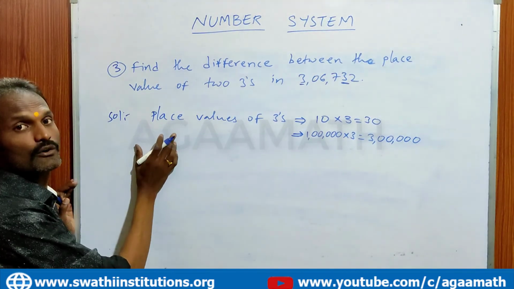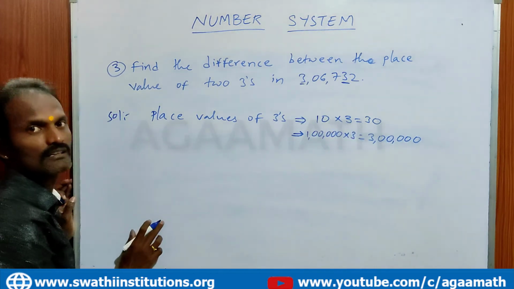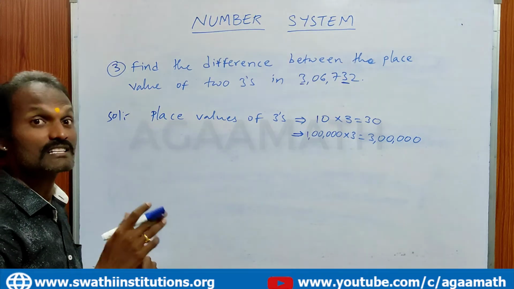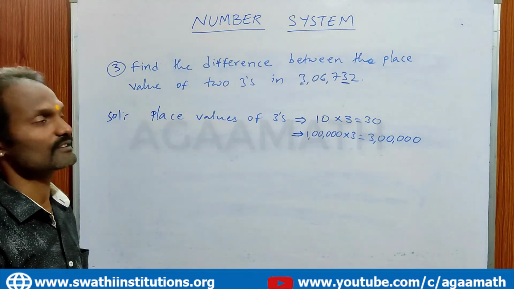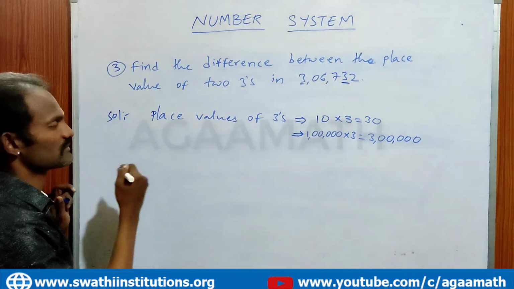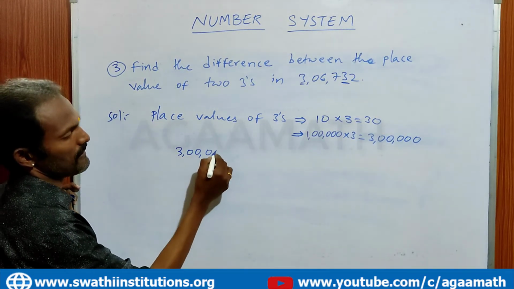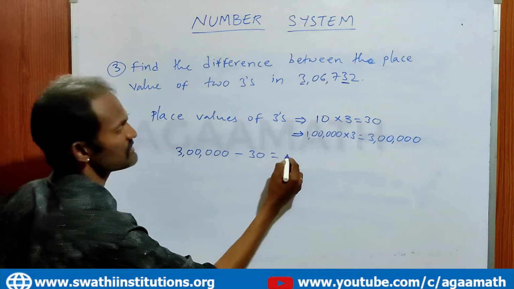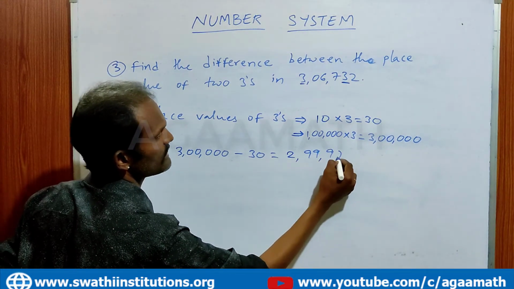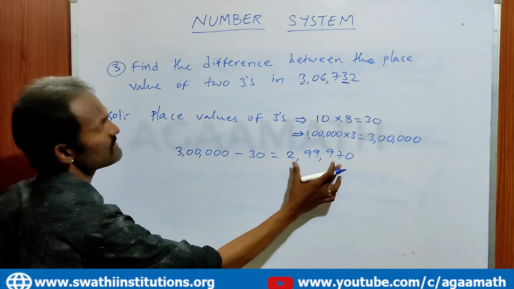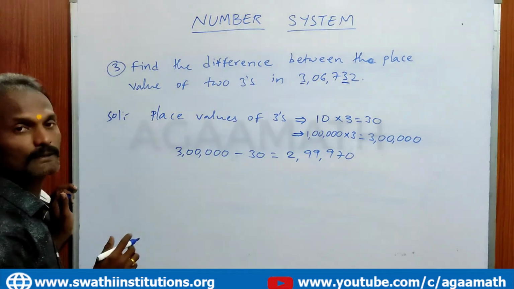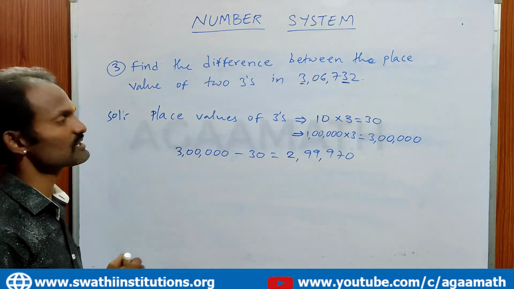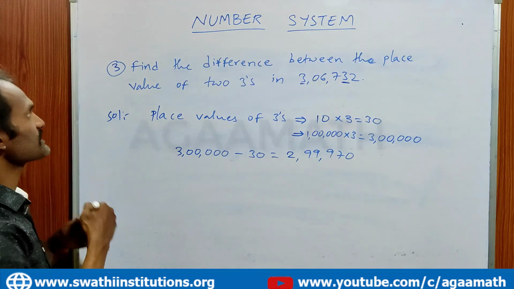Now we have written the place values of the two 3s, right? What we have to do? We have to find the difference. Difference means, I told you, when you subtract two numbers, the result is said to be the difference. So you subtract these two numbers, 3 lakhs minus 30, which is 2,99,970. So this is the difference between the place values of the two 3s. Similarly, they may ask, like, find the product. Product means what you do? You just multiply them.